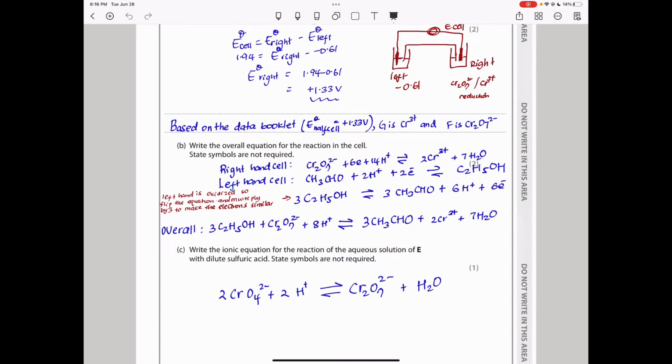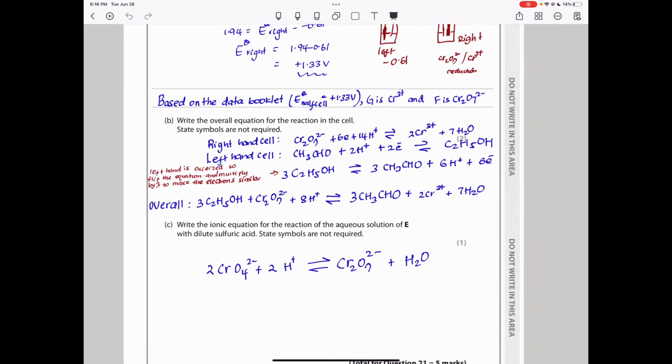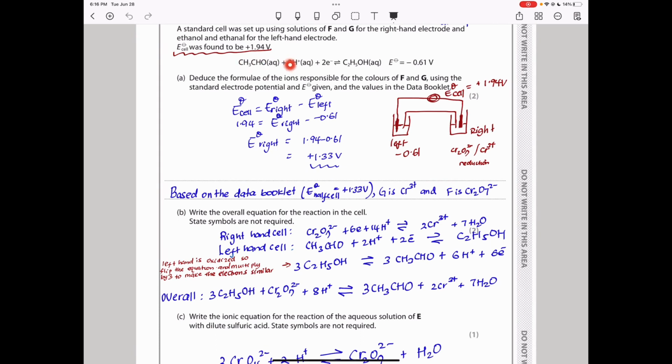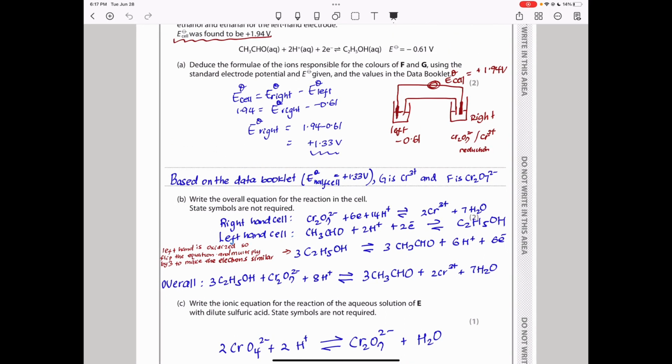Next part, write the overall equation for the reaction in the cell. State symbols are not required. Now here we have to combine the two equations. Remember, one equation is given to us, it's here. However, to fulfill the reaction we have observed here, this equation has to be reversed because it is going to be oxidized. So I reversed it here, as you can see.